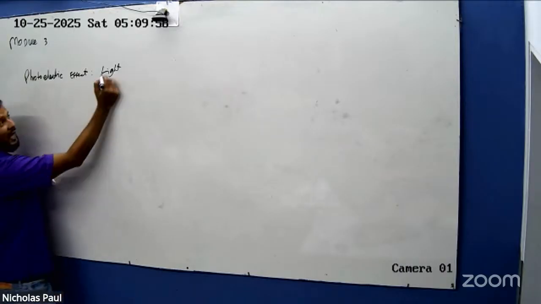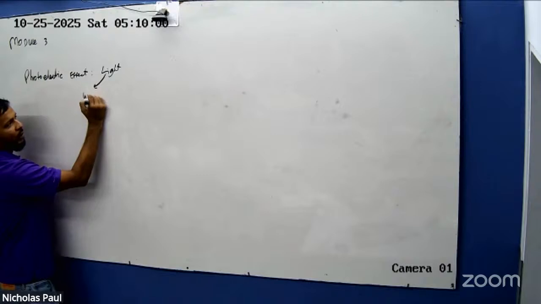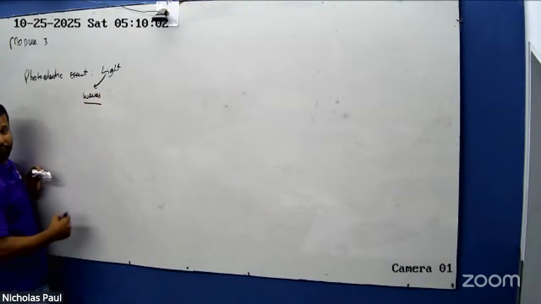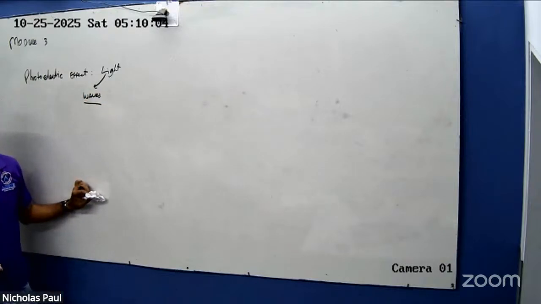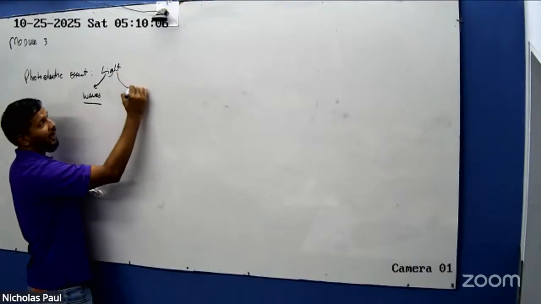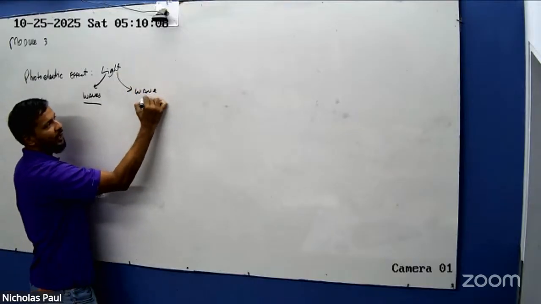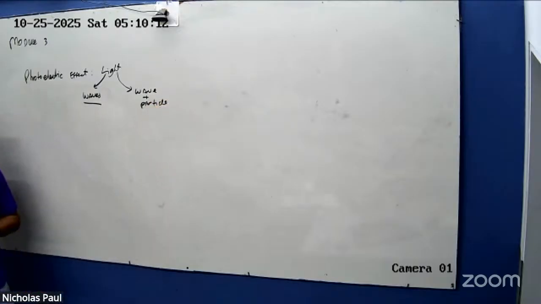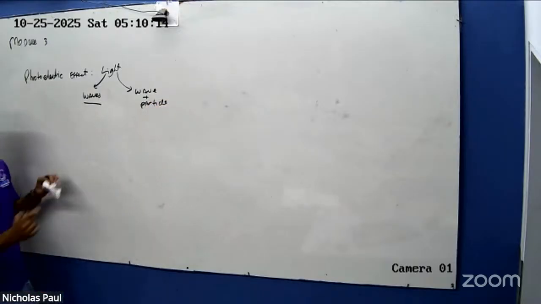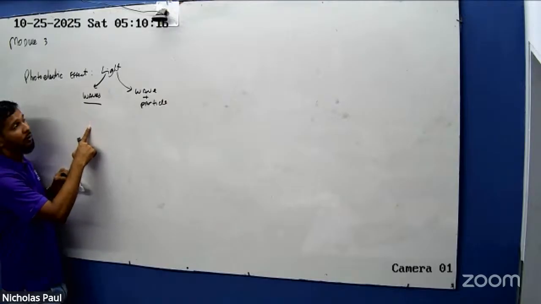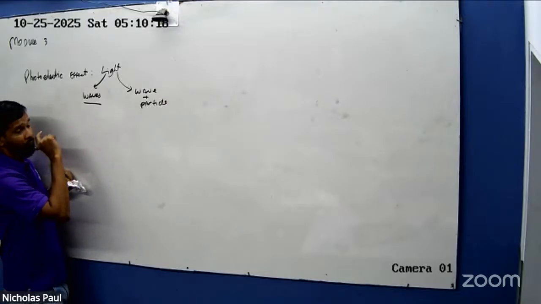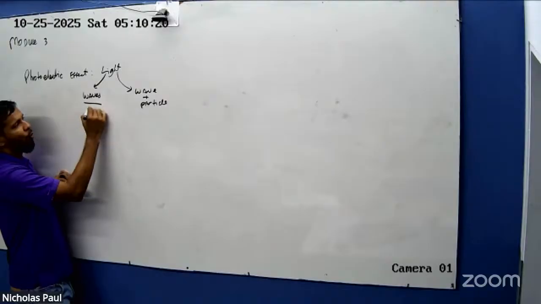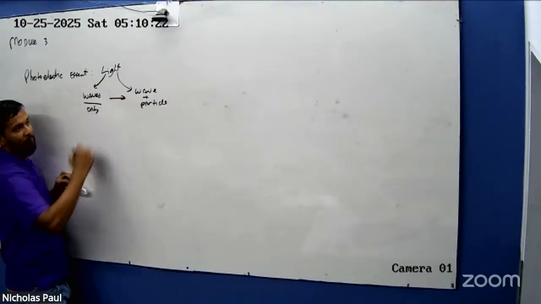So light initially, they thought light behaves like waves only. But light really behaves as a wave and a particle. This experiment that we're doing today basically shows you how they went from wave only to wave and particle.